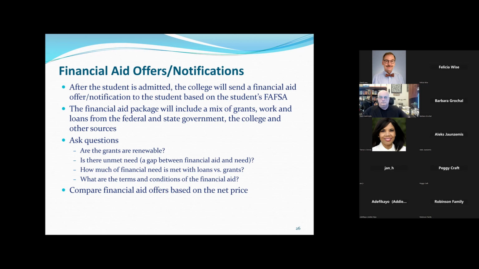They should ask questions such as, are these grants renewable? Is there any unmet need? That is a gap between the financial aid that's being awarded and the amount the college has calculated in terms of their financial aid eligibility. They'll be able to ask how much of the financial need is met with loans and grants, and what are the terms and conditions of the financial aid.